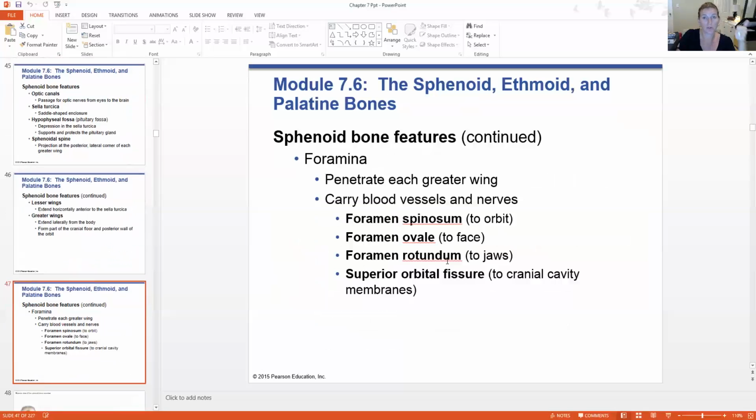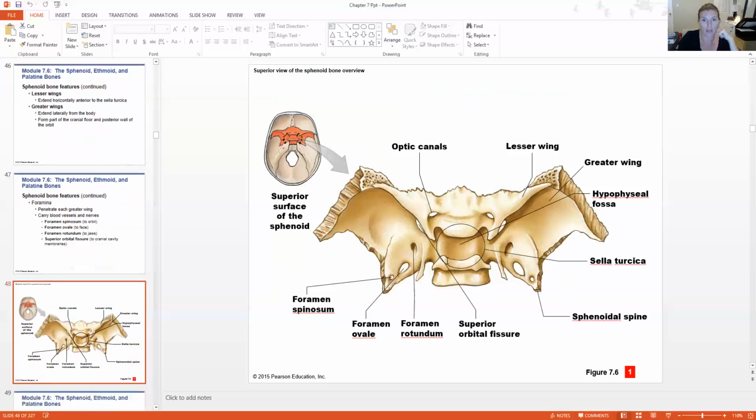The foramen spinosum, ovale, rotundum, and then the superior orbital fissure, which is just a fissure in the back of our eye. You'll see that when you look at the skull. Here is our kind of bat wing shaped sphenoid bone. That's what it looks like.